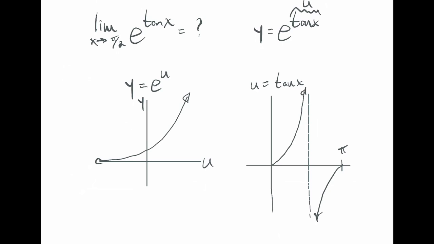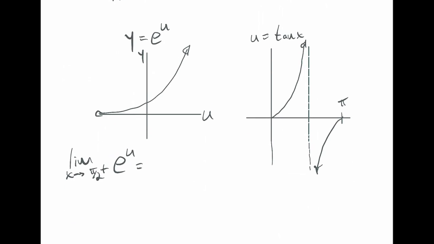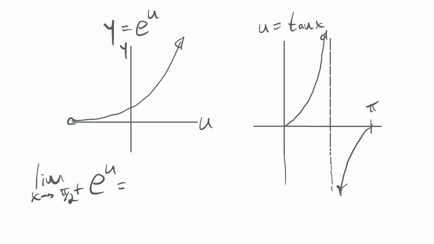Oops, change the pen here. What is the limit as x goes to pi over 2, say from the right, we'll do from the right first, it doesn't really matter, of e to the u? I could say of e to the tangent of x power, but you'll see why I do this in a second. So focusing on this graph on the right, if x is going to, oh, you know what, I didn't label.